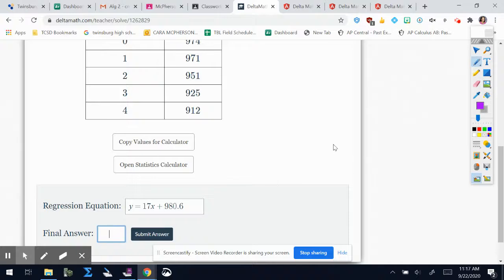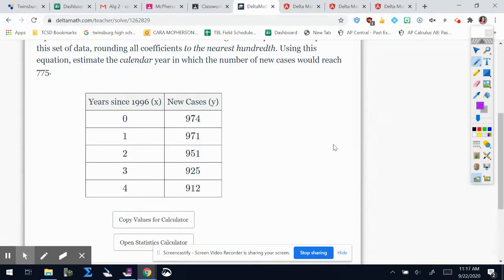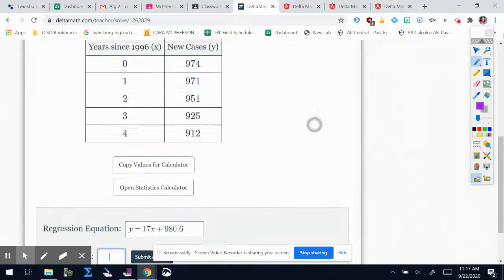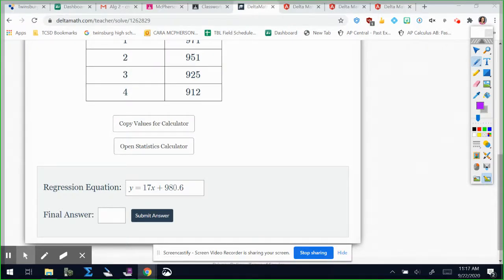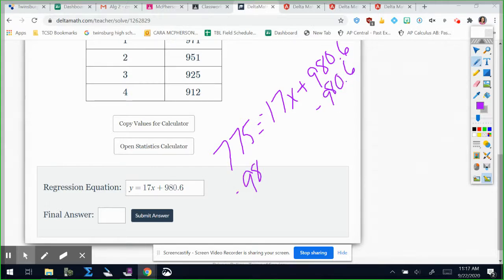Now, here's where this one's a little bit different. It wants to know the calendar year when it would reach 775. So to do this one, because now you're actually solving for x, you need to set the equation you got equal to 775. You want to know when 775 would equal negative 17x plus 980.6. I missed a negative, I've got to put that in. So I'm going to subtract 980.6.